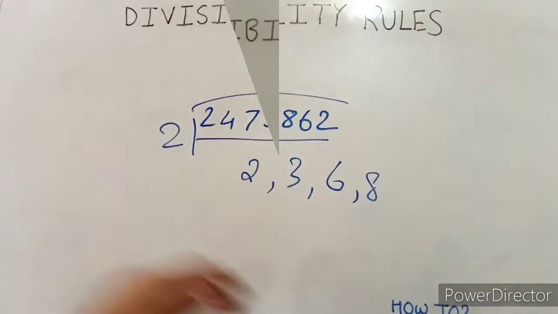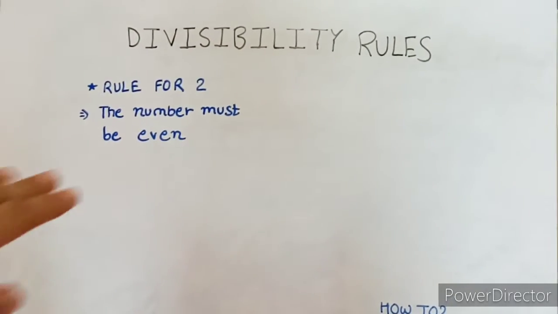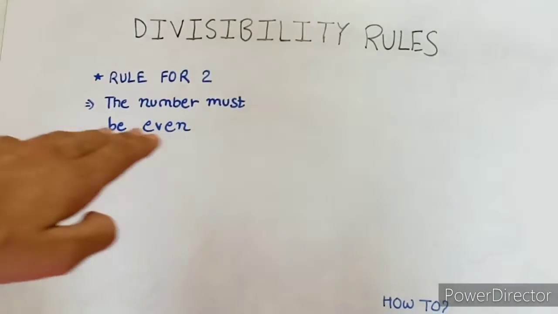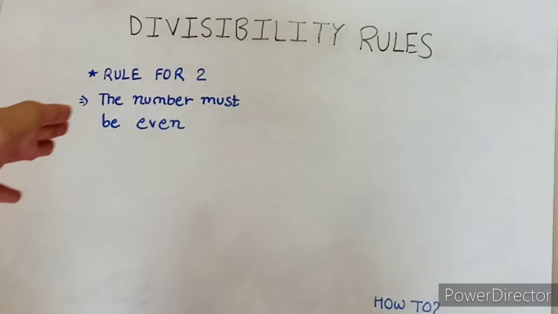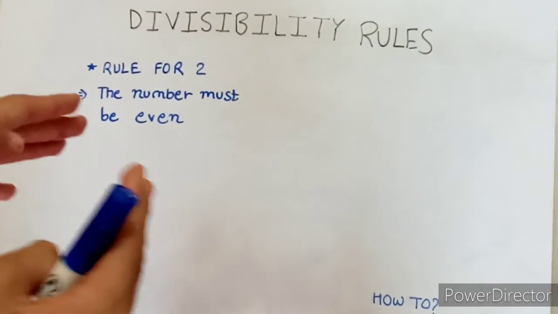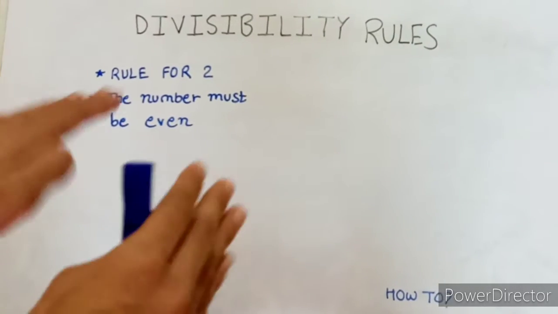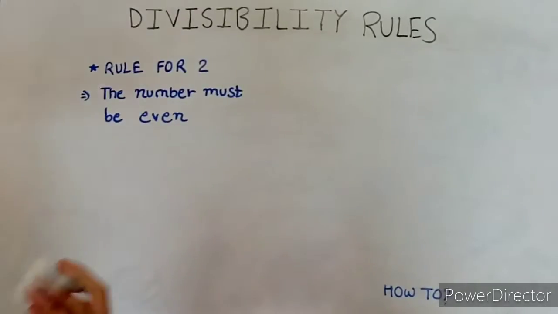So let's start. This is the second episode of the series Basics of Mathematics. Today I am going to give you the divisibility rules. First, let me give you the rule for 2. The rule for 2 is very simple. If you want to check whether a number is divisible by 2 or not, just check whether the number is even.